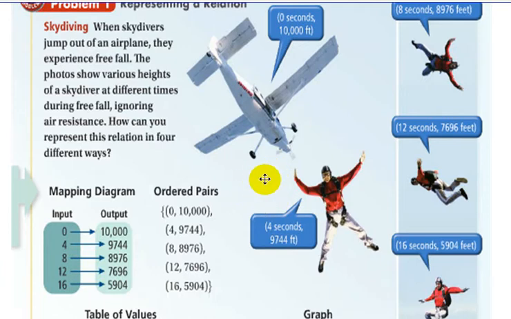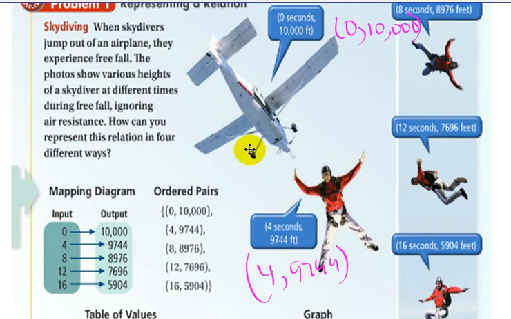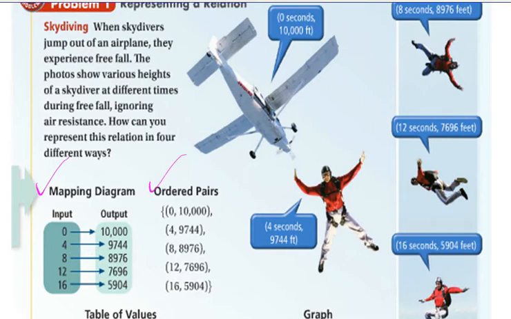Now, ordered pairs, you're just going to make an ordered pair out of them. That would be (0, 10,000), (4, 9,744), and so on and so forth. So we've done one way, two ways. Now what do we have left? A table of values and a graph.